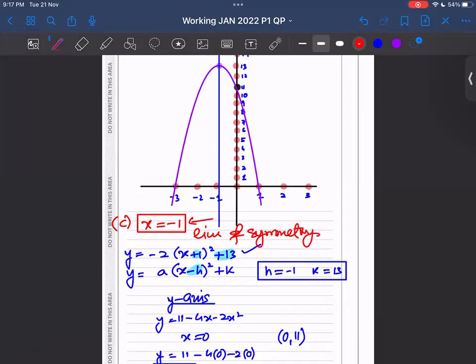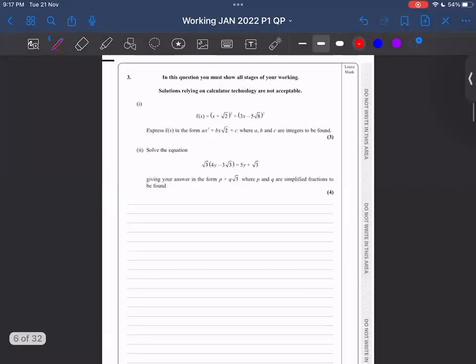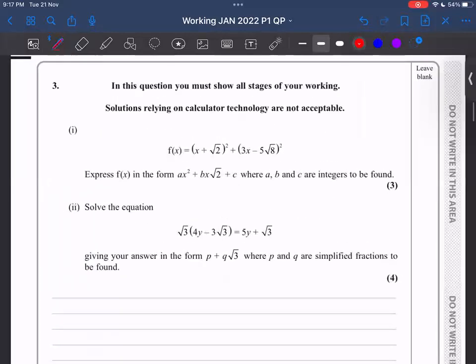All right, so that's it for the question. Question number 3. It says, in this question, you must show all stages of your working; solutions relying on calculator and technology are not acceptable. We have this function here, (x plus root 2) whole square plus (3x minus 5 root 8) whole square.